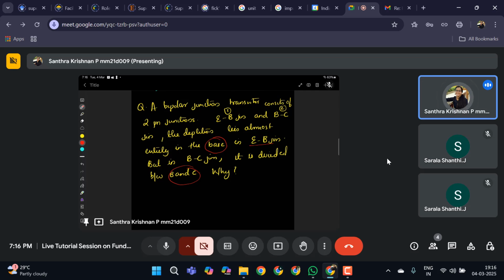If you want, you can check other sources, your textbooks or notes, or refer to any other sources and then find an answer. And the clue is that the depletion width depends upon the extent of doping in the material.